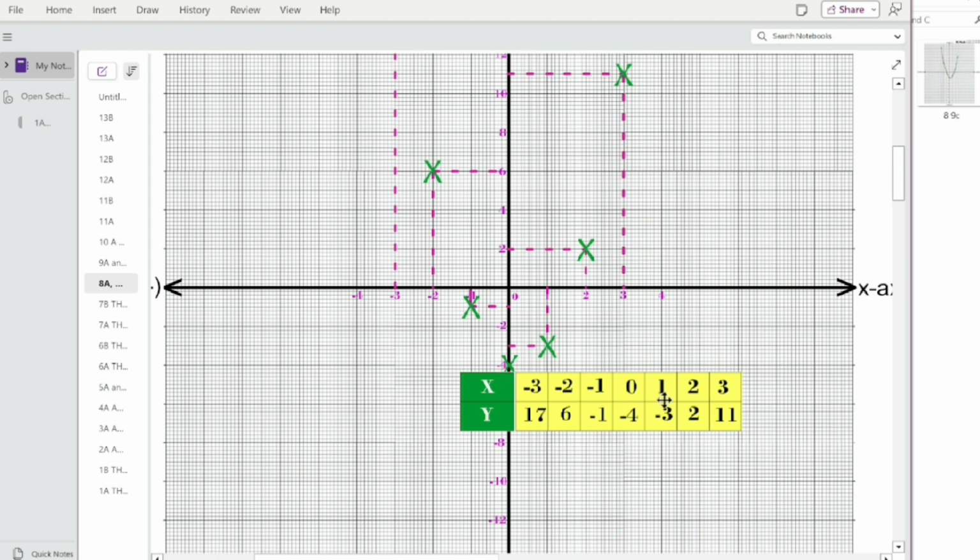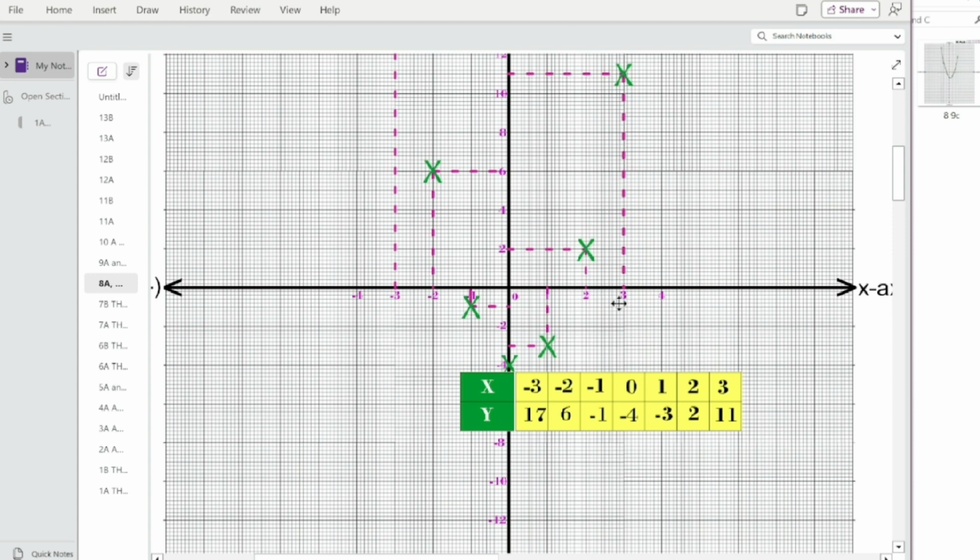Next point says when x is 1, y is minus 3. We go down when x is 1, this is 0, this is 1 on the positive x. Y is negative, so we'll come down. So it's minus 3. In between minus 2 and minus 4, you have minus 3. We make our mark. When x is 2, y is 2. So when x is 2 on this, we'll go up the positive. That's y is 2. Then the last point says when x is 3, y is 11.